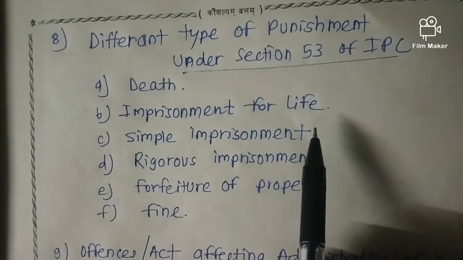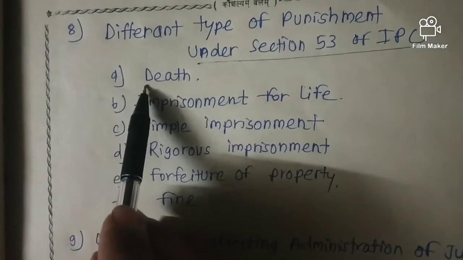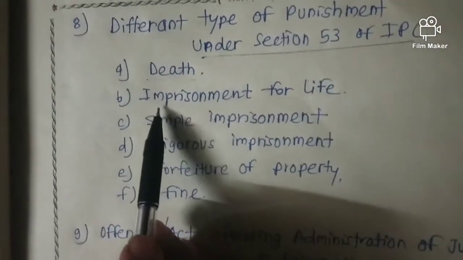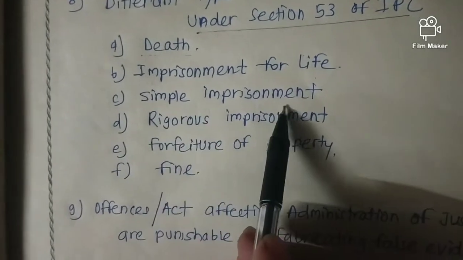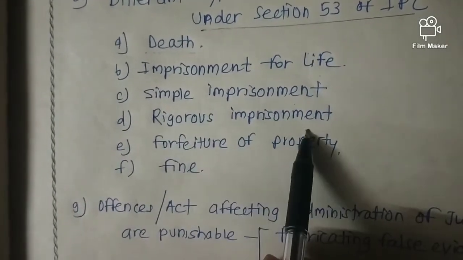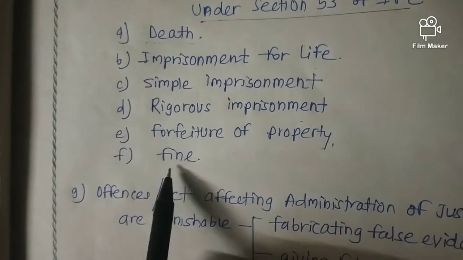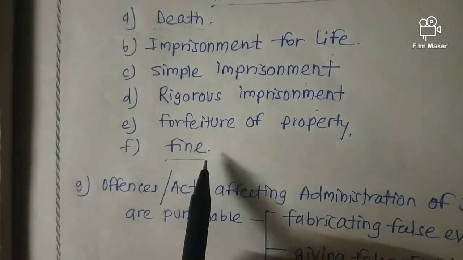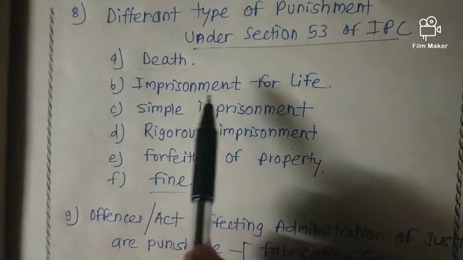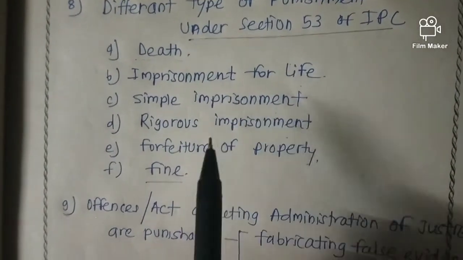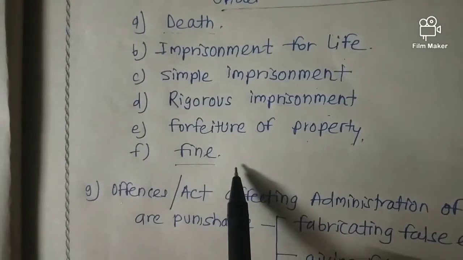The punishments to which offenders are liable under the provisions of this Code are: number 1, death; number 2, imprisonment for life; number 3, simple imprisonment; number 4, rigorous imprisonment; number 5, forfeiture of property; and the last one is a fine. So different punishments are there: death, imprisonment for life, simple imprisonment, rigorous imprisonment, forfeiture of property and a fine.